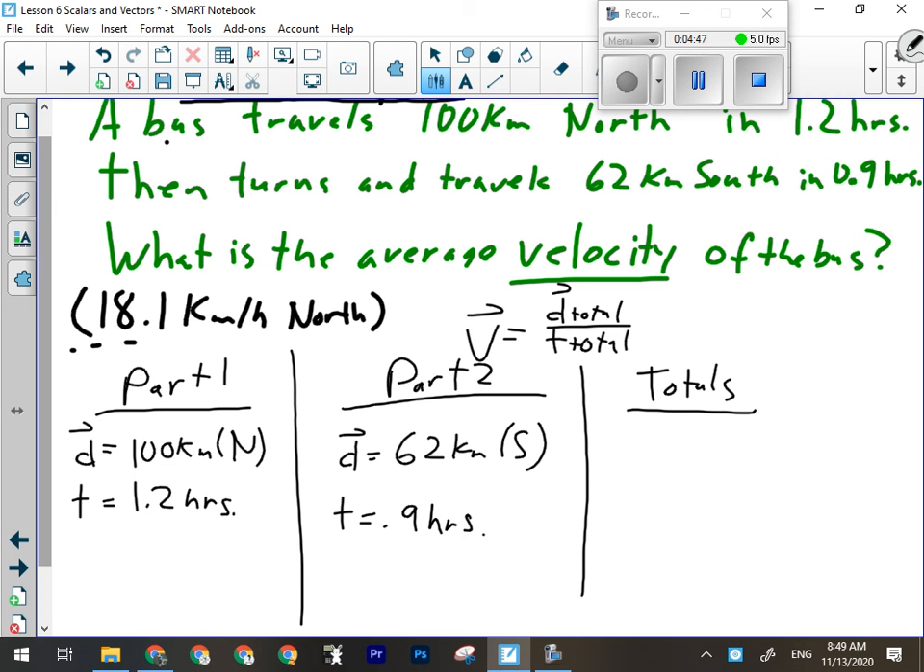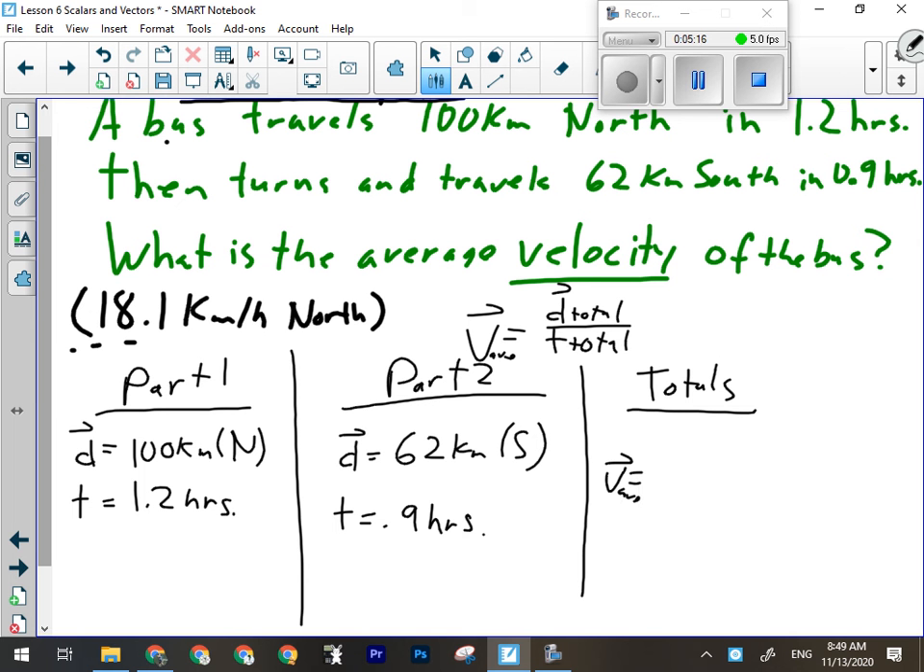If I want to find the average velocity of the bus, I'm going to need the total displacement divided by the total time. Now, displacement is a vector. I go 100 kilometers north, and then I go 62 kilometers south. What's my displacement? 38 kilometers north, right.